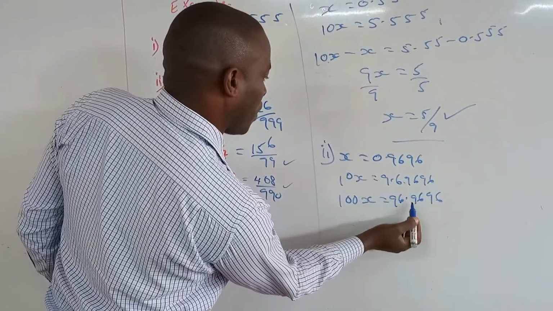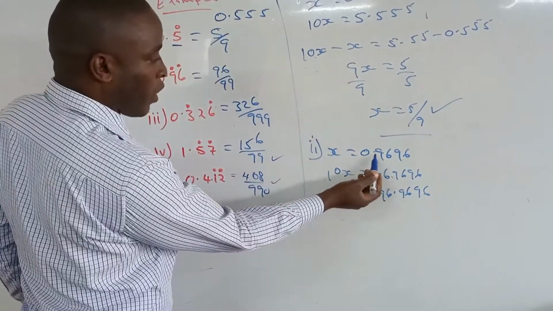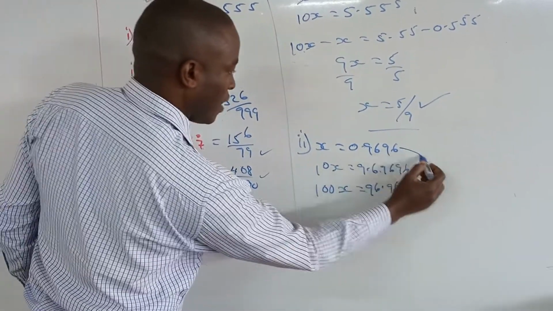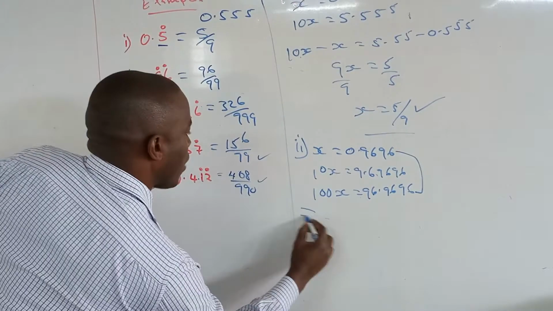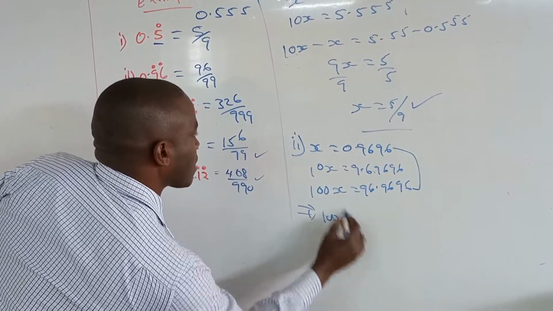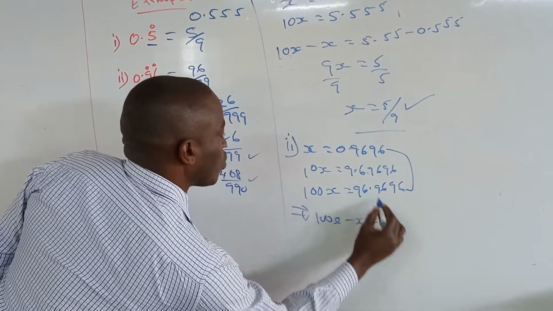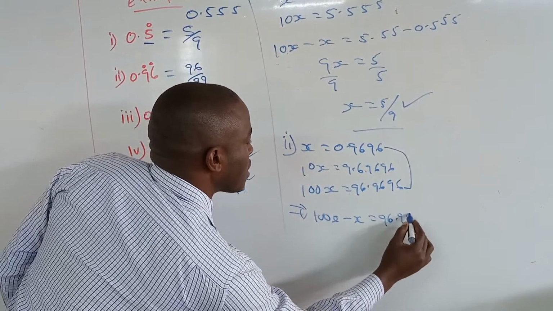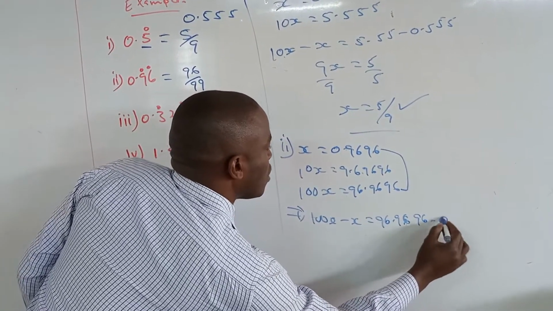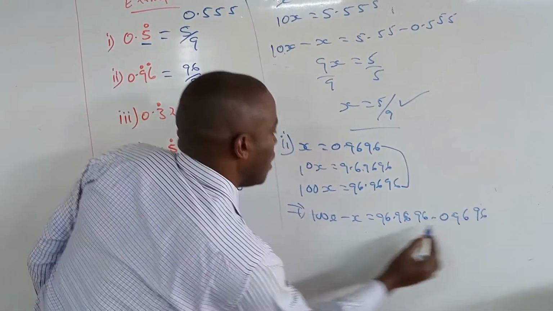So now after the decimal point we have 96, it is this and this one, so these two. So we shall have 100x minus x, which is equal to 96.9696 minus 0.9696.